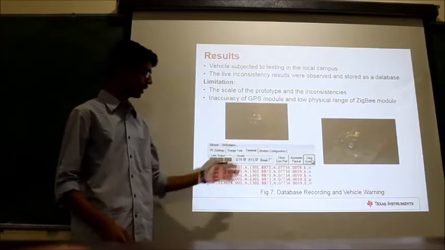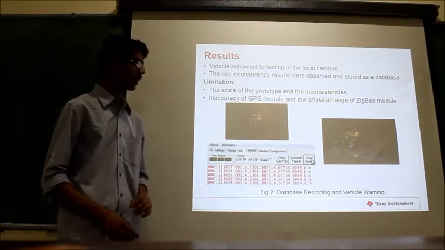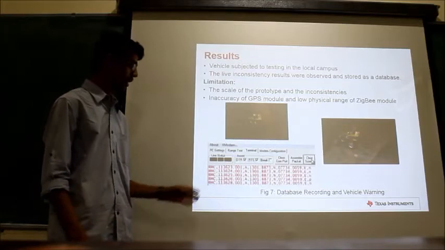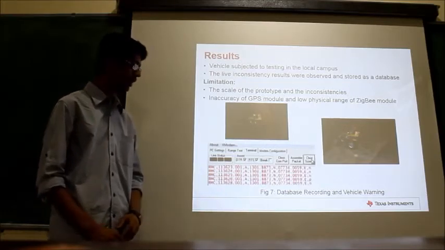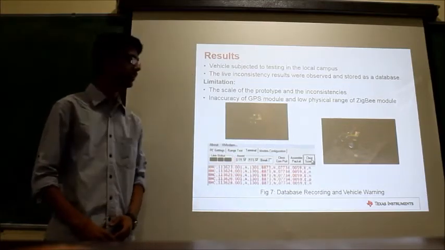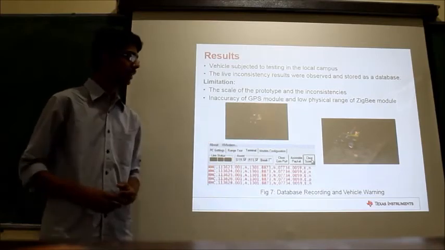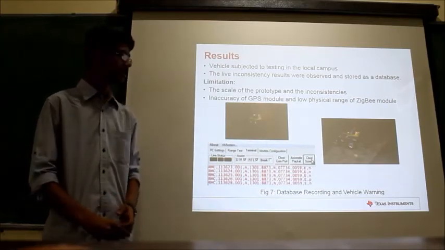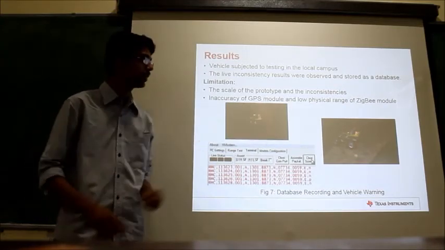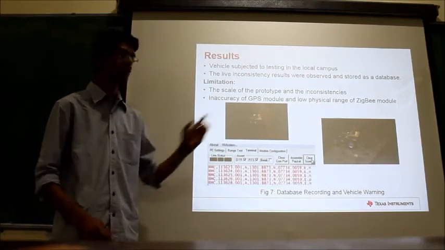So here we have 3 diagrams. This was the recording of the pit, and here we received the database. Here is the pit character, and then the vehicle was passed again through the same location, and the P LED was lit, and that was the warning system.